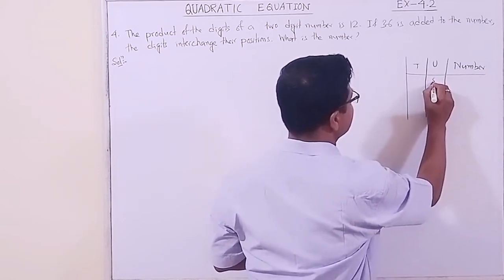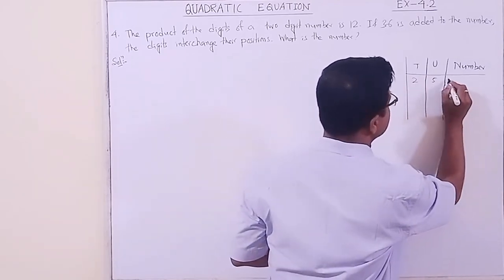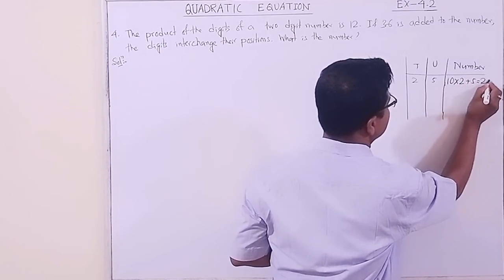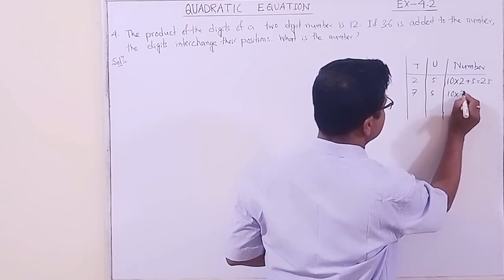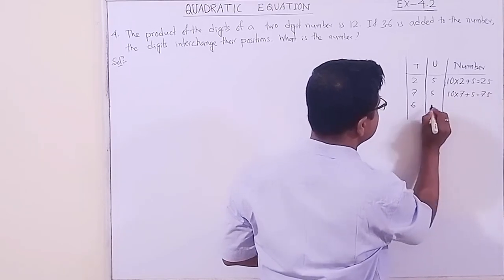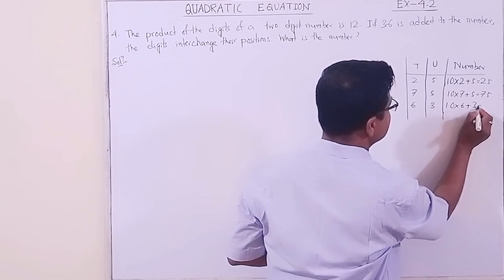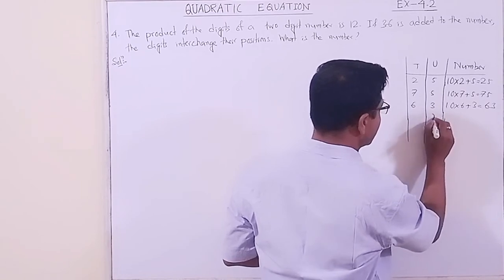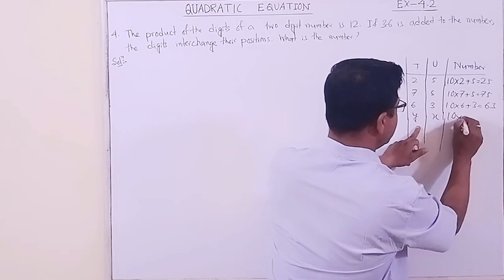Suppose this is 5, this is 2. What is the number? We will say 25. How does this 25 come? 10 into 2 plus 5, 25. If this is 7, this is 5, then 10 into 7 plus 5, 75. If this is 6, this is 3, 10 into 6 plus 3, 63. If this is x, this is y, don't say yx. This is 10 into this, 10y plus x.